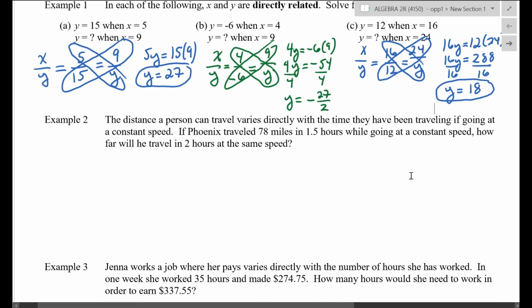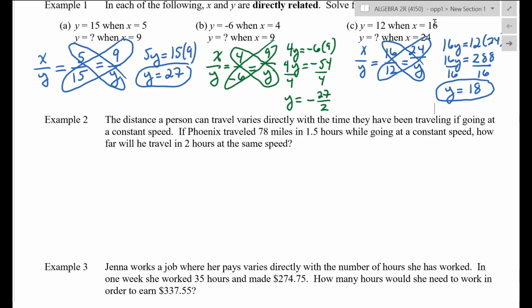Example number 2. The distance a person can travel varies directly with time if they've been traveling at a constant speed, right? So if I'm driving 55 miles an hour, how far do I travel in 1 hour? 55 miles. How about in 2 hours? 110. How about in 3 hours? 165, right? So again, time, constant speed, direct variation, okay?